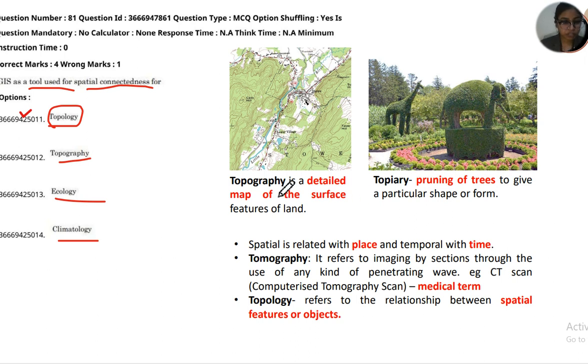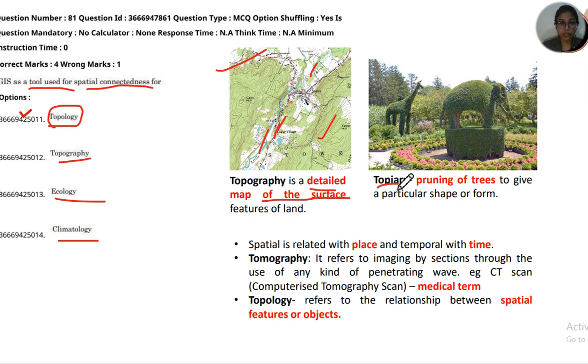So what is topography? It is a detailed map of the surface, in which you will get to see the features. Features like what? You are getting the contours, the roads, transit lines, the water features, the forest area. These are the features of the land which you will see in topography.